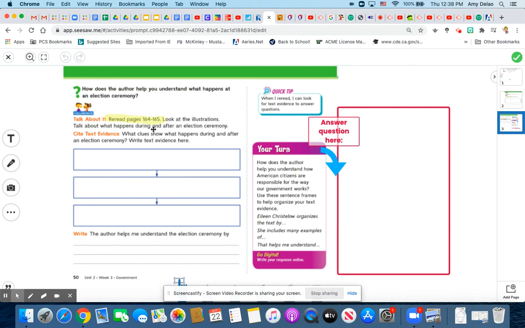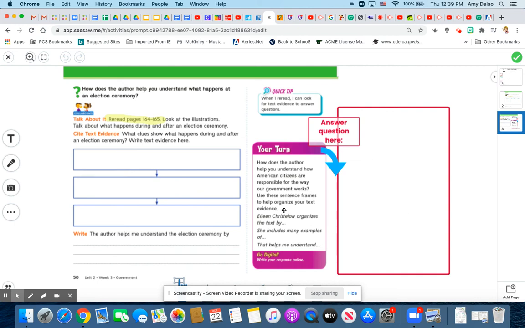Look at the pictures, and talk about what happens during and after an election ceremony. What clues show what happens during and after? Maybe during can be here, and then what happens after you can put right here. Sometimes they have to do a recount, and if you remember right, the person that wins has to be sworn in. Then the author helps me understand the election ceremony by, so you can say the author helped me understand by.